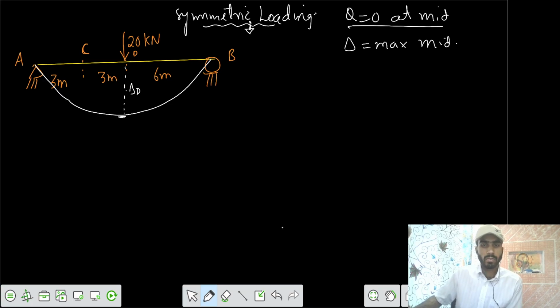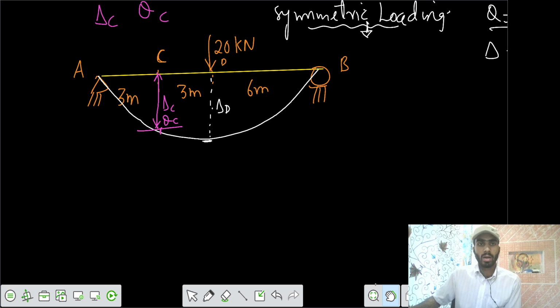But we need the deflection at C. We need to get the deflection at C and theta at C. Let's say that theta here is some value theta C.